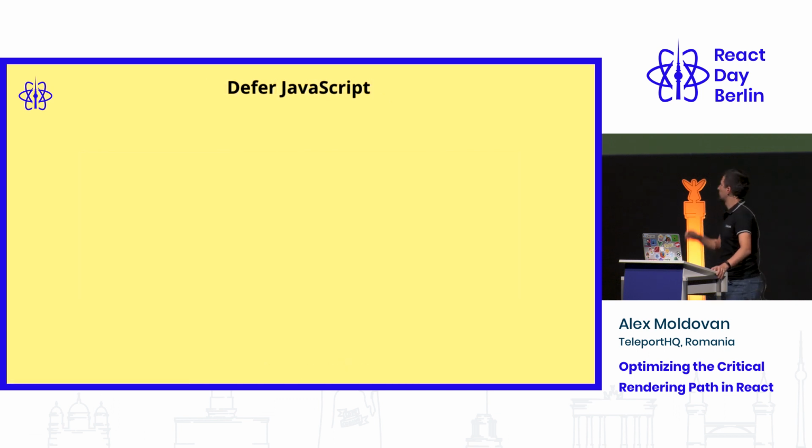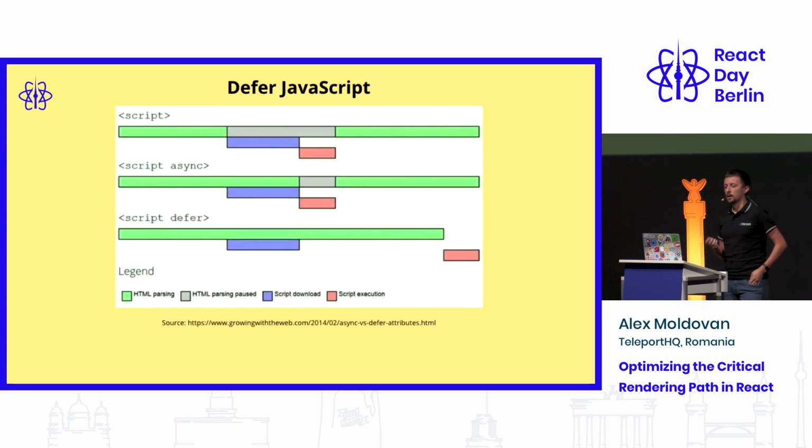So let's defer JavaScript, right? When we don't need JavaScript on the client anymore, when we can just use server-side rendering, we can use something like script defer. With script defer or with script async, but usually defer is preferred. With defer, you actually move the JavaScript execution to the end of the DOM parsing.